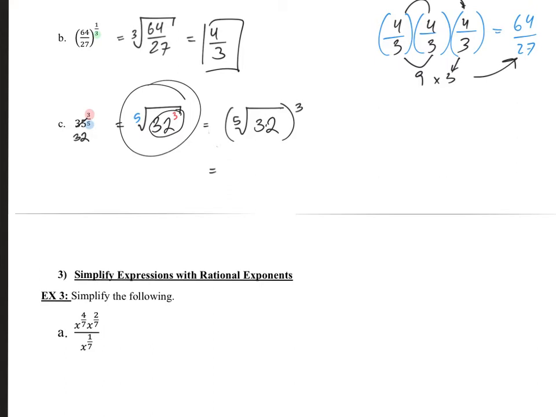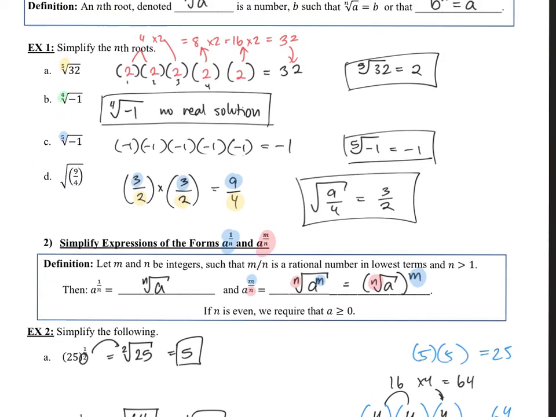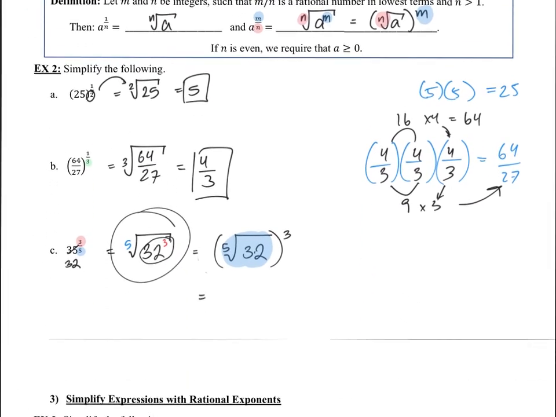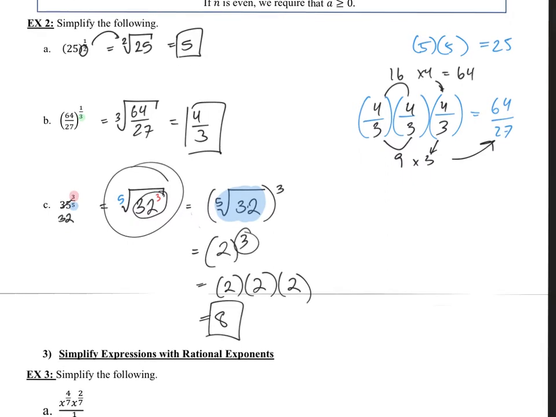Okay, so what is the 5th root of 32? Well, we actually already solved that up here. That is 2, right over there. So the 5th root of 32 is 2. All right, and that is going to be 2 raised to the 3rd power. 2 to the 3rd power is saying we want 2 times itself 3 times, which is going to be 8. So our answer is 8.